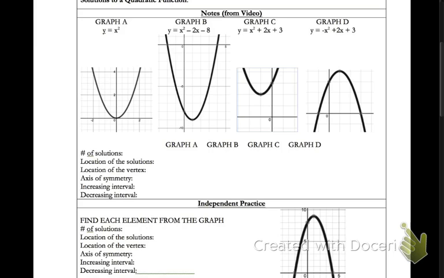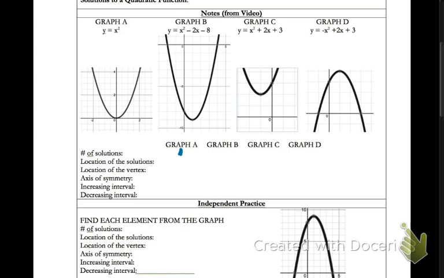Now, if we take a look at the four graphs given, we're first of all going to find the number of solutions that each graph has. This number of solutions is the number of times the parabola touches or crosses the x-axis. And so let's take a look. If we take a look at graph A, there is one solution because the parabola touches the x-axis one time. So we're just going to go ahead and put a 1 there.